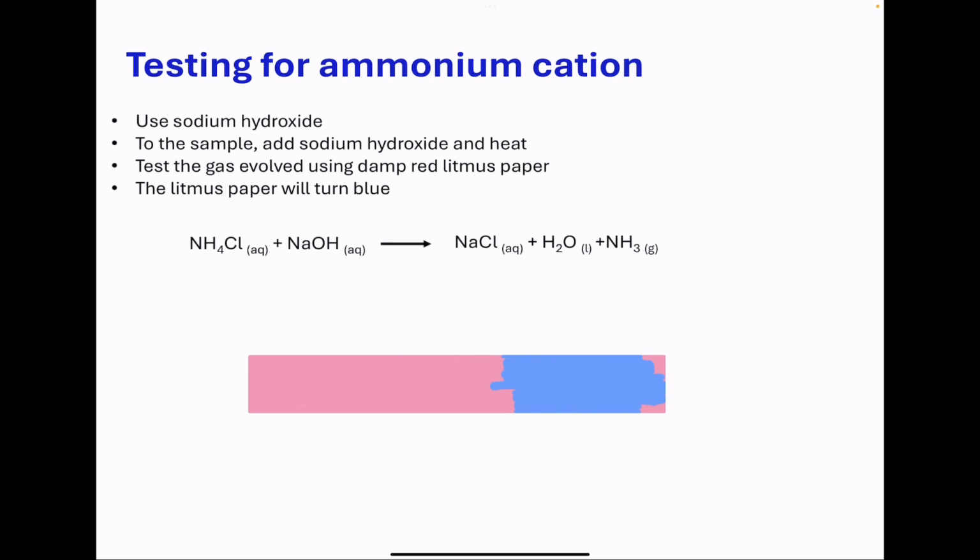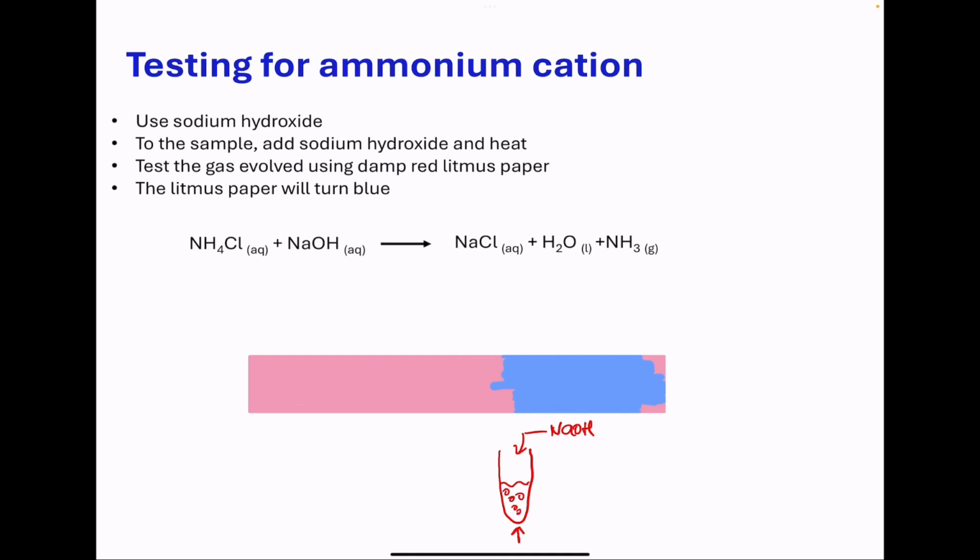To describe this, if we have a test tube containing ammonium cation, this could be like ammonium chloride. We'll first add sodium hydroxide to the sample. When we add sodium hydroxide, a reaction is going to take place and ammonia gas is going to be produced, but initially it's going to be dissolved, little of it is going to come off.